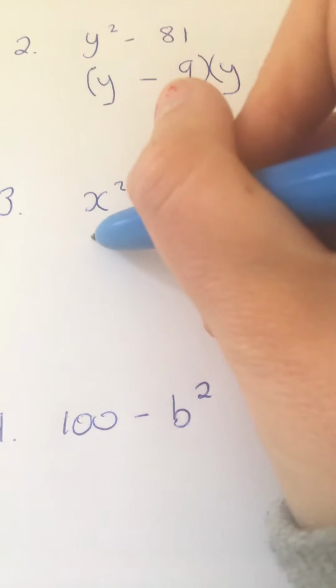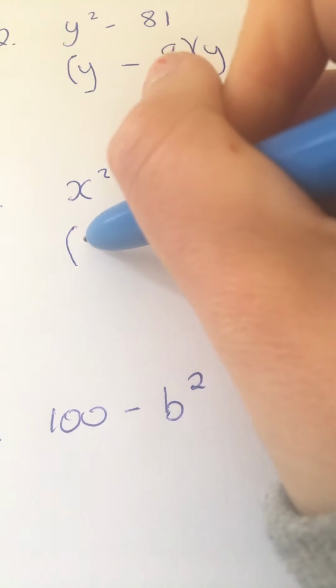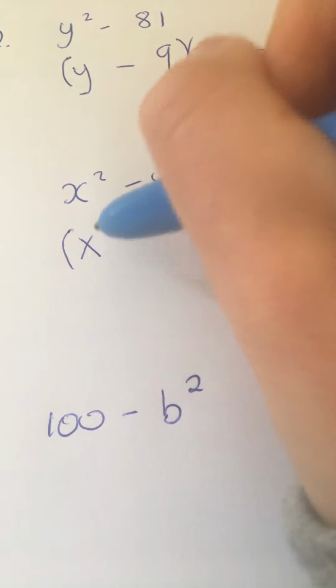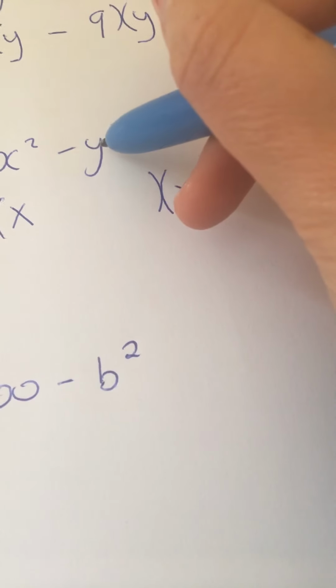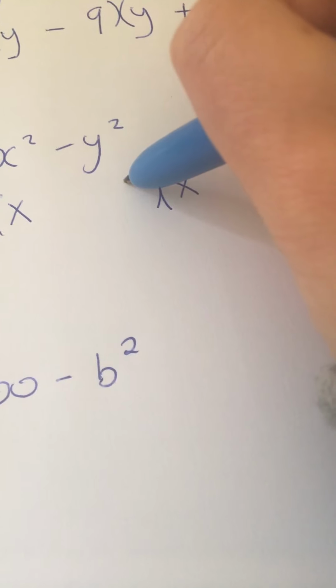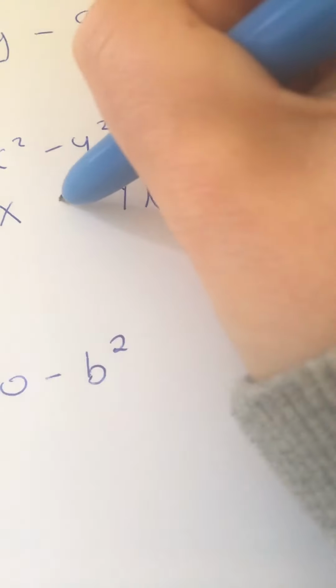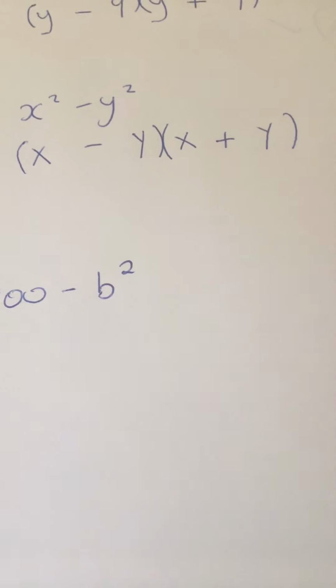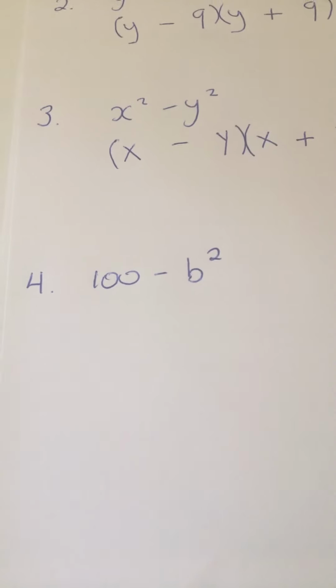Next one. Factors of x squared are x and x. What about the factors of y squared? y and y. And just put in your plus and your minus. Easy as that. Try the last one now on your own. Pause the video and then see what you get.